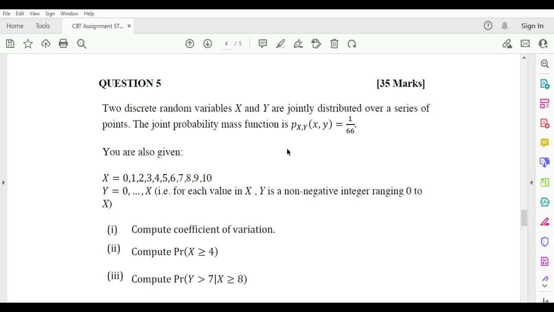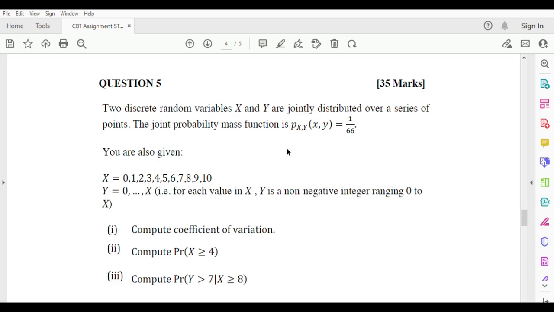Two discrete random variables x and y are jointly distributed over a series of points. The joint probability mass function is 1 over 66. We are given x equals 0, 1, 2, 3, 4, 5, 6, 7, 8, 9, 10, but our y only ranges from 0 to x.